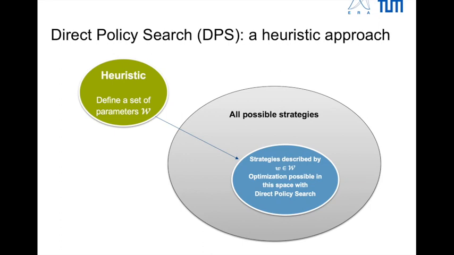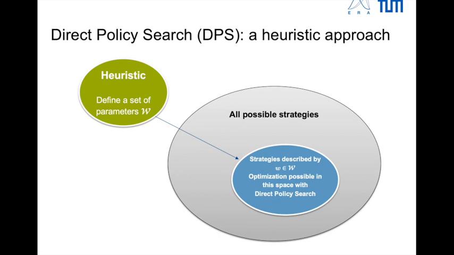So we propose a direct policy search with a heuristic approach. Basically, we define a set of few parameters, and with these parameters we describe strategies that belong to the space of all possible strategies, and we perform the optimization within this reduced space. Obviously, the selection of the parameters will determine how good this approximation is, and the aim is to find a heuristic which will find a strategy that is as close as possible to the true optimal solution of the sequential decision problem.